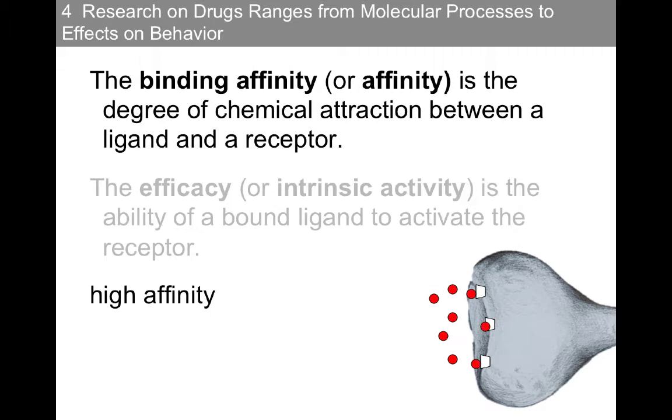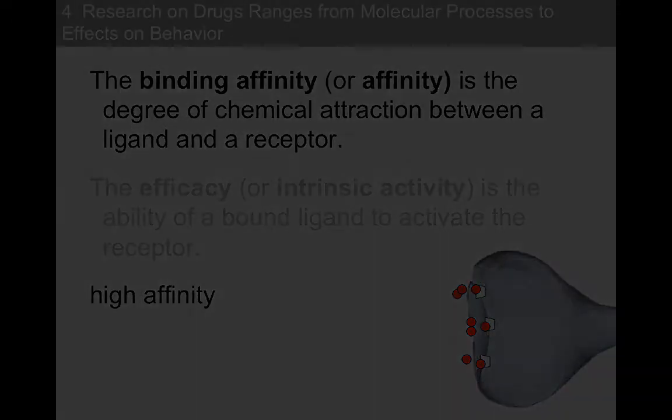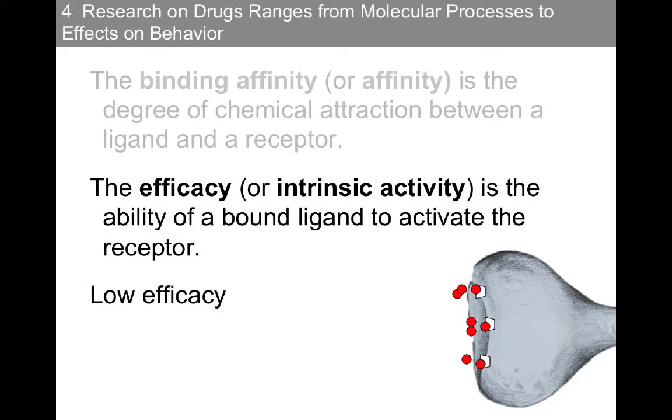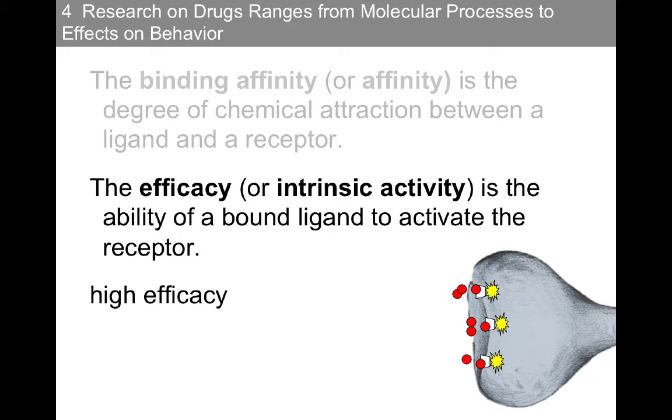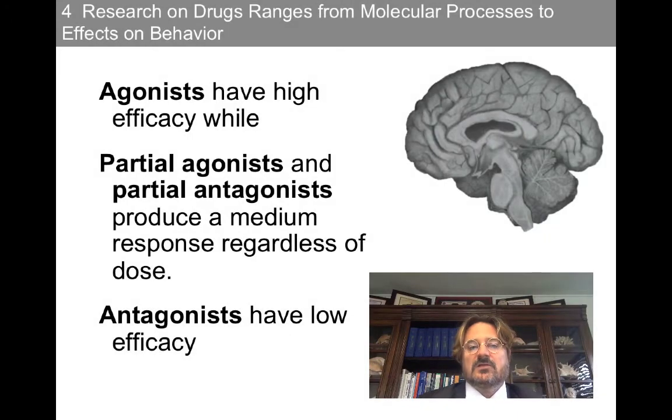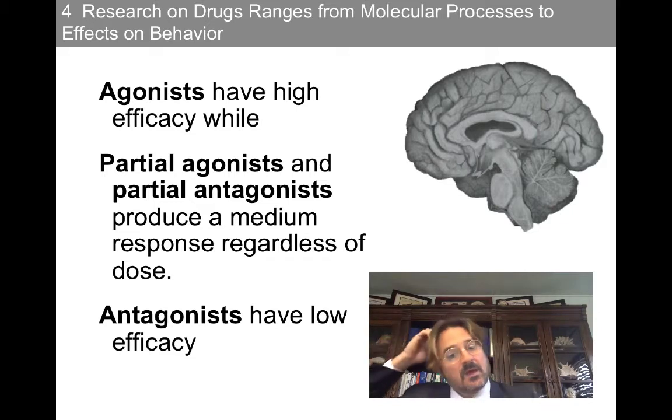Now, efficacy is the ability of a bound ligand to activate the receptor. If these are low efficacy, as you can see, these ligands are bound to the receptors, but they're not causing graded potentials. If they were high efficacy, we would expect to see graded potentials or localized potentials all over the place whenever they bind to the receptors. So agonists have high efficacy, but antagonists have low efficacy.